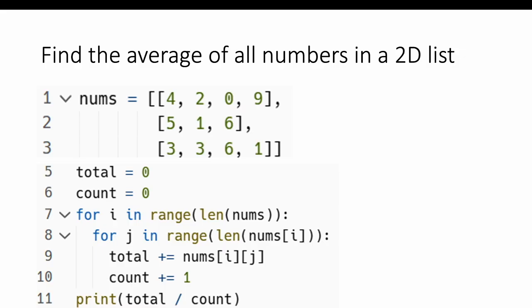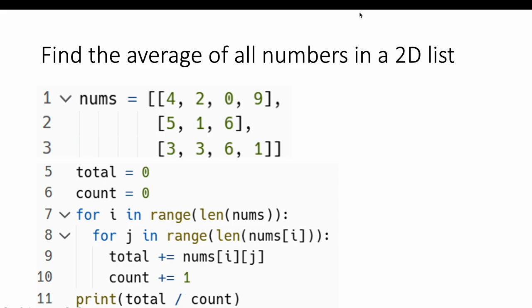So to find an average, we have to have another variable called count, and then every time we add an item onto our total, we're going to add 1 onto our count. Because if you just said len nums, well, that would be 3. And we don't have any quick way of working out how many individual items are in this 2D list. So we have this count that will count them all up for us, and then to find our average at the end, we can divide by count.